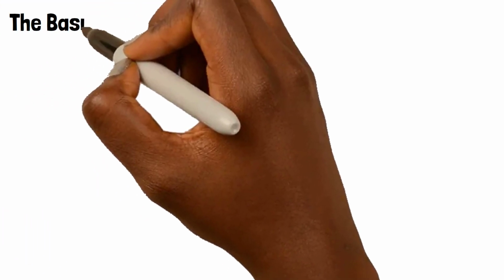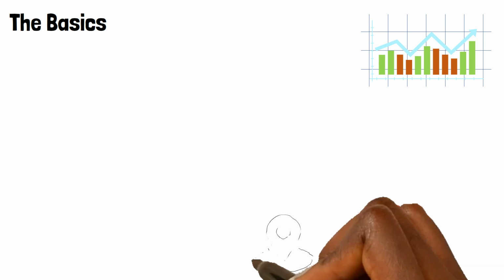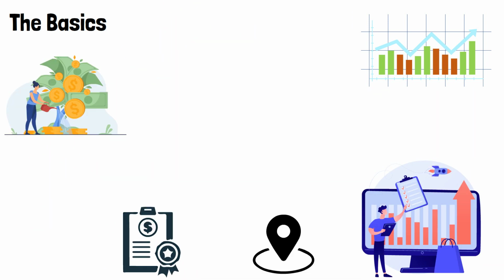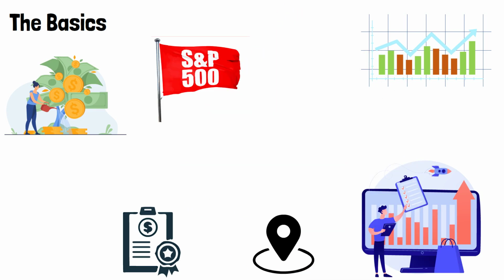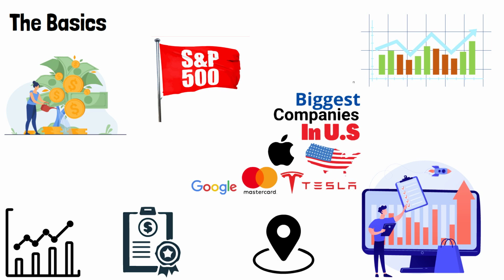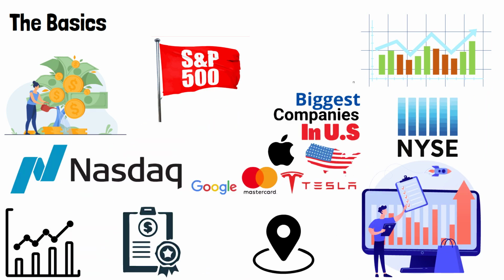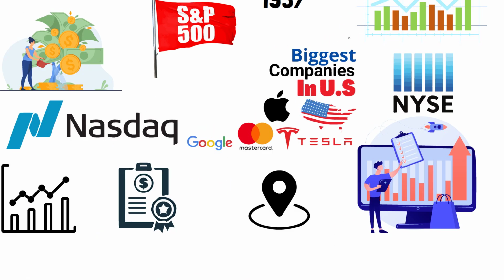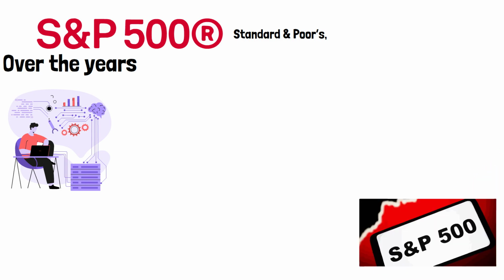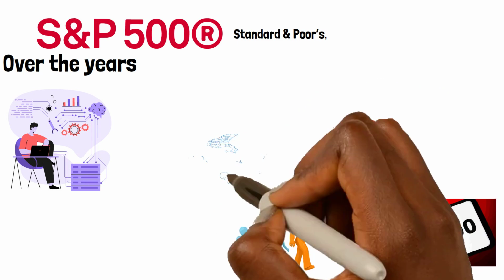The basics. A market index tracks the performance of a particular subset of stocks, bonds, or other investments. The S&P 500 is a stock market index that measures the performance of 500 of the largest U.S. companies listed on the New York Stock Exchange or NASDAQ. Created in 1957, S&P stands for Standard & Poor's, a company that provided financial market intelligence data. Over the years, the S&P 500 has become one of the most widely followed stock market indices in the world.